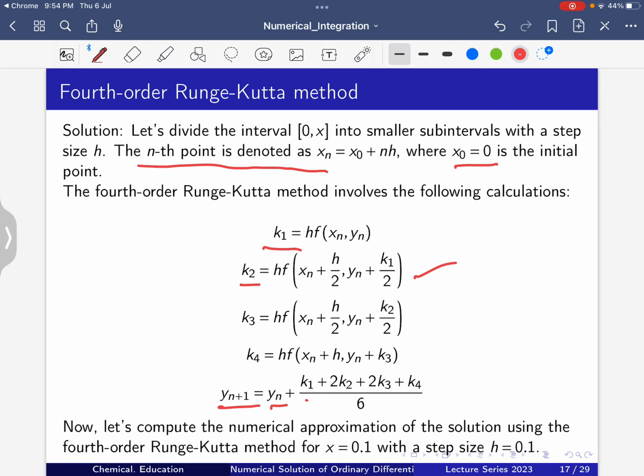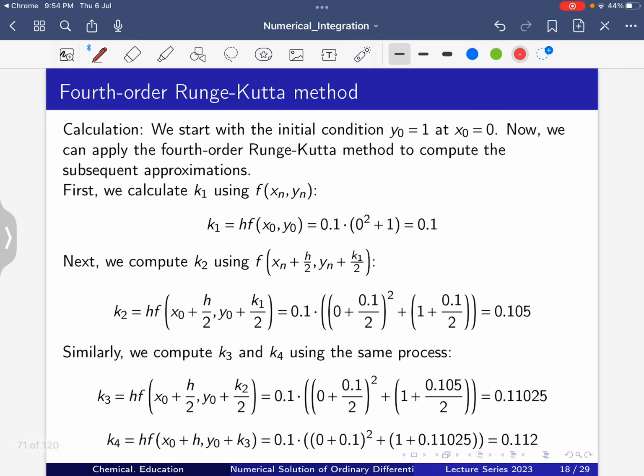Now let's compute the numerical approximation of the solution using the fourth order Runge Kutta method for x is equal to 0.1 and step size h is equal to 0.1. Now we are going to calculate k1, k2, k3 and k4. Now y0 is equal to 1 at x0 is equal to 0. Using the Runge Kutta method, first we have to calculate k1. k1 is h f of x0, y0. So h is 0.1 and f of x, y is x square plus y. Now here x0 is 0 and y0 is 1. So after doing the calculation, that will be 0.1.